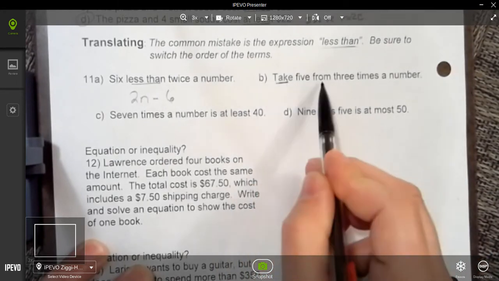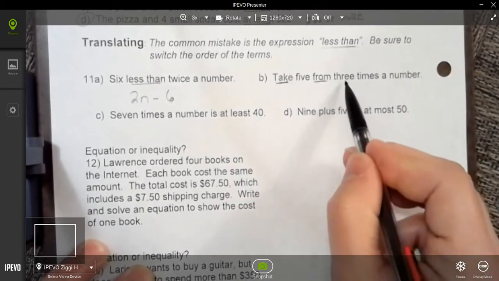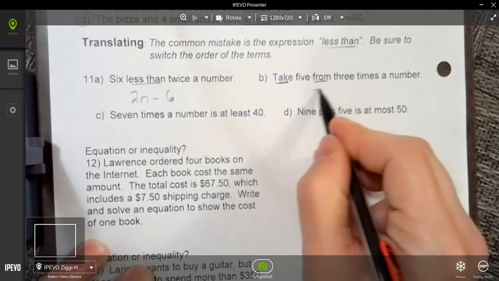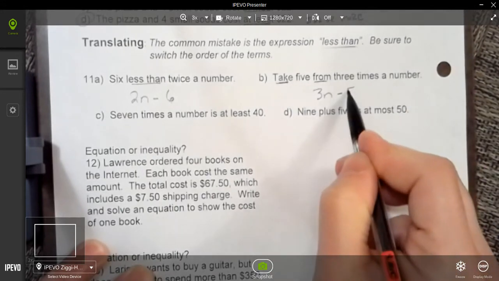In part B, it says take 5 from 3 times the number. Well, when you take a number from something else, again, you have to switch the order around. In this case, I'm going to do 3 times the number first, 3n. And then if I take 5 from that, I'm going to subtract the 5.